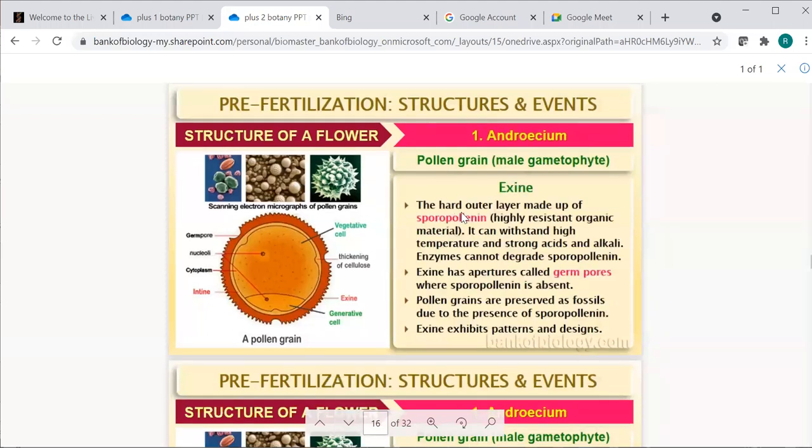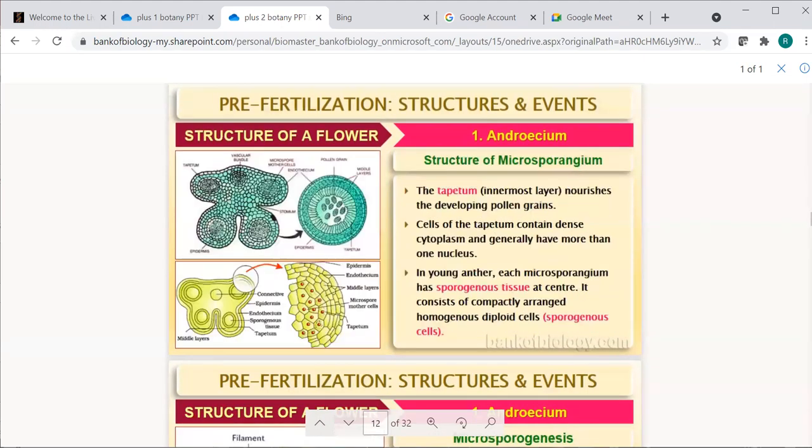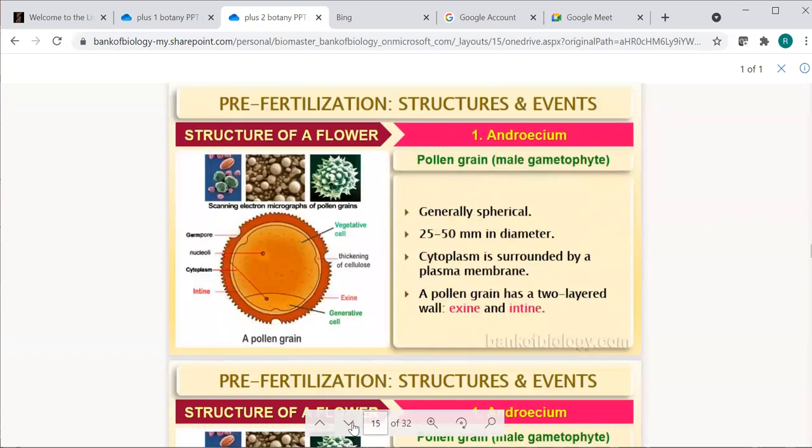So exine is a hard outer layer made up of sporopollenin, highly resistant organic material. So exine, what releases sporopollenin? How is it formed? It is formed from tapetum. Tapetum is what we learned. It is the innermost covering. Where was it? 4 walls हैं ना. माइक्रोस्पोरेंजियम को कवर करने के लिए there were 4 layers. एकदम अंदर वाला लेयर है टेपेटम. तो वहां से स्पोरोपोलेनिन form होता है.